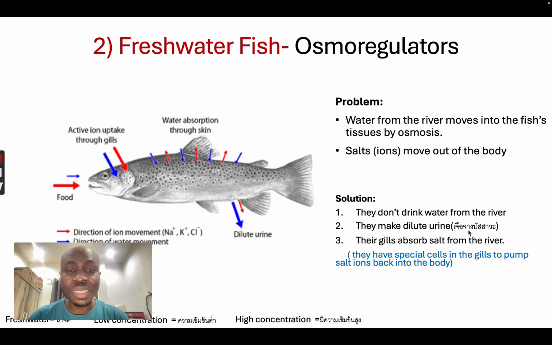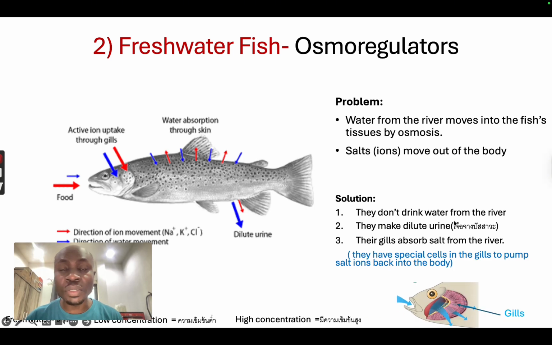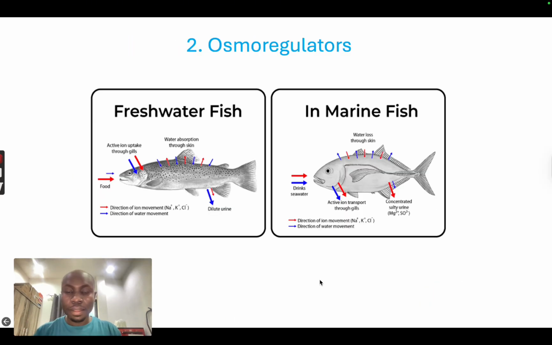And the last one is the salt. A lot of salt is moving out of the body, right? So we need to get the salt back. And how do they do it? They can absorb more salt through their gills. They absorb a little salt from the river into their gills.